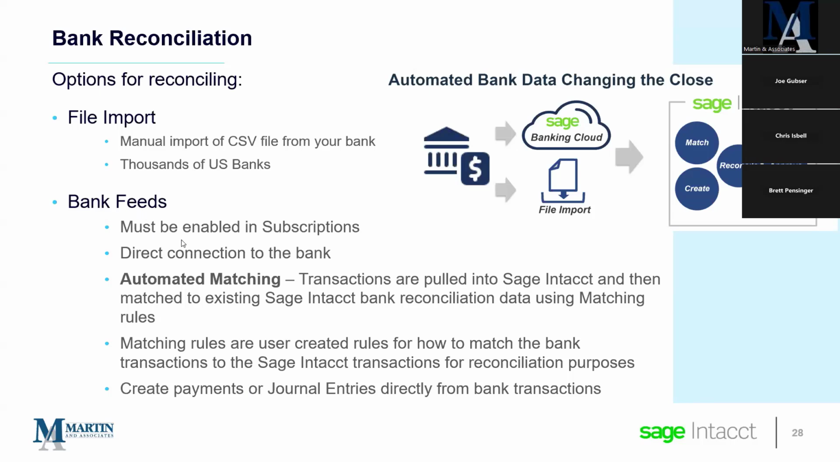Or you can turn on bank feeds in your subscriptions, and that's an automatic direct connection between your Sage Intacct and the bank, and it pulls transactions in as they're happening. And then using matching rules that you set up, it applies those to your cash management, to your Sage transactions. Exceptions get flagged. If there are transactions in the bank that you haven't recorded yet inside of Intacct, like interest or fees or whatnot, it'll create the payment or the journal entries for you from the bank transactions that you can post and save you time from having to create those.